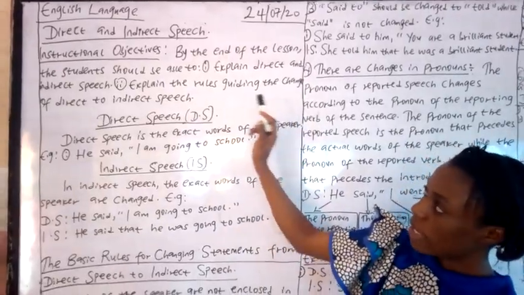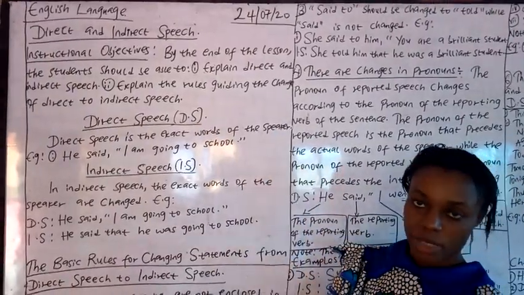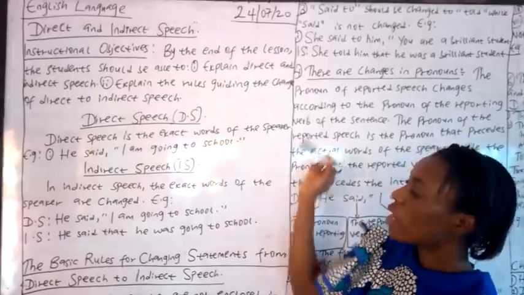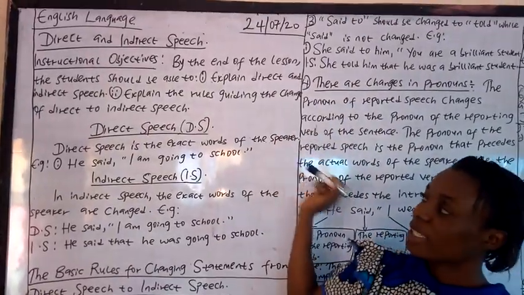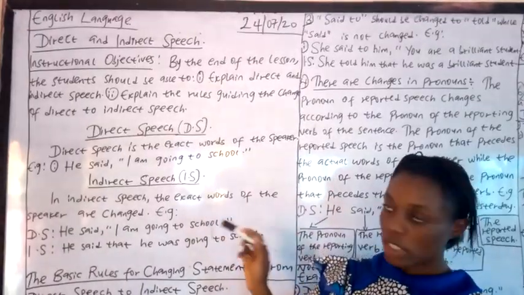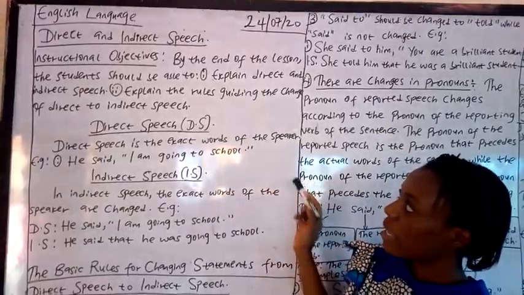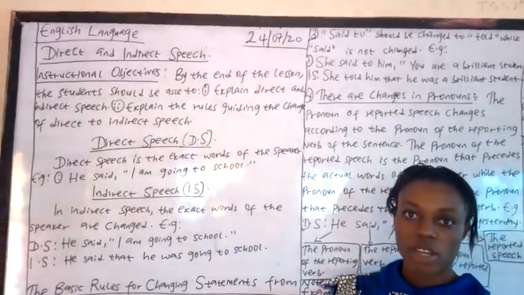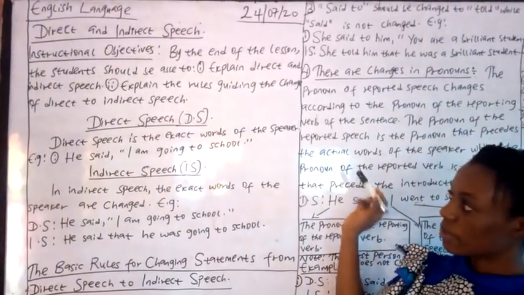Before we kick off, let's look at the instructional objectives, since you're expected to know them by the end of this lesson. Number one, we should be able to explain direct and indirect speech. The second one, we should be able to explain the rules guiding the change of direct speech to indirect speech.